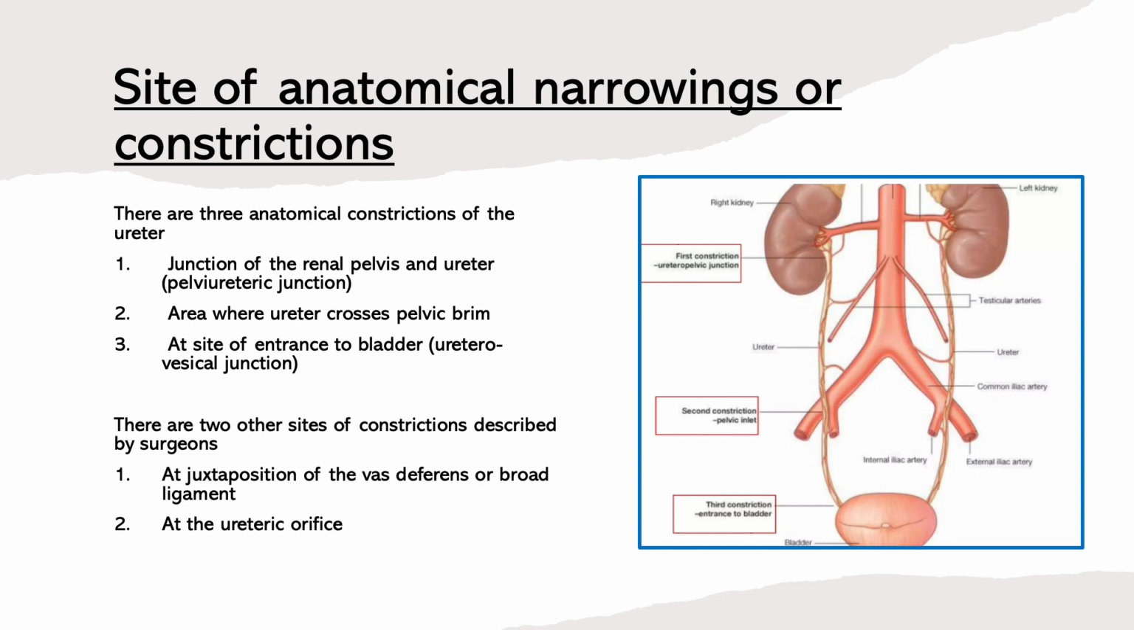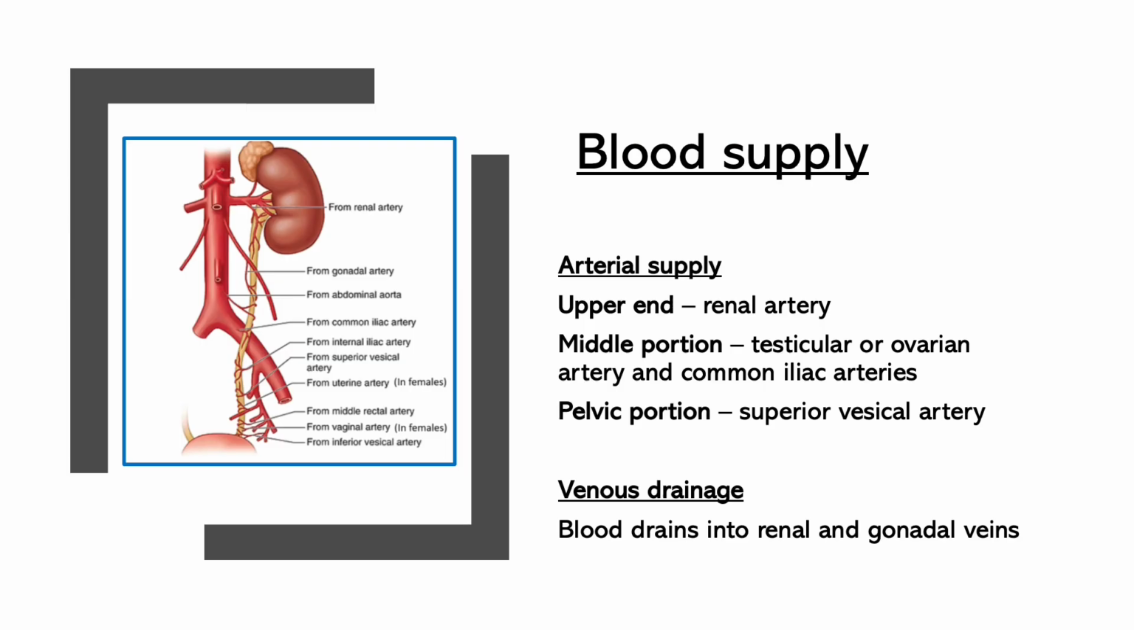There are 2 other sites of constrictions described by surgeons. At the juxtaposition of the vas deferens or broad ligament. At the ureteric orifice. The arterial blood supply is as follows.